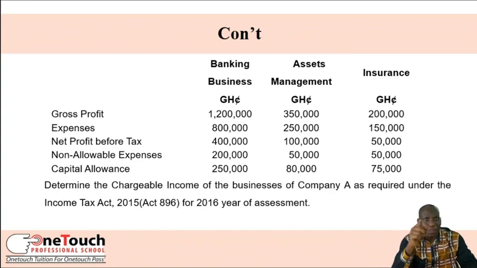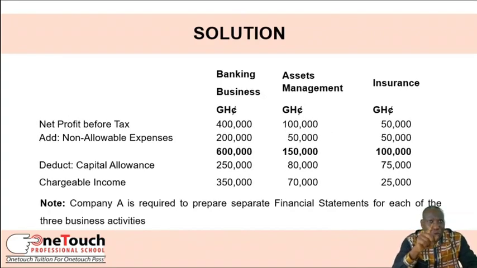So because of that, when you take your net profit before the tax, you have to add back all the non-allowable expenses to arrive at what? The adjusted profit. Okay, so this figure of 600, 150, 600, 150, and then 100 are what you call the adjusted profit. You have adjusted the profit for tax purposes.